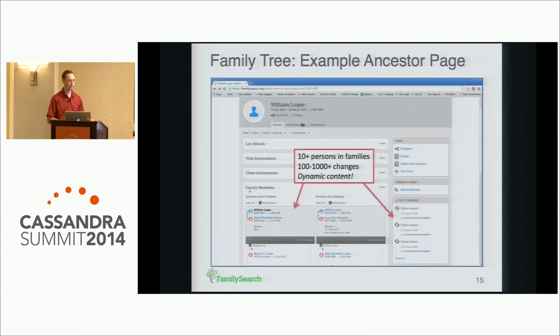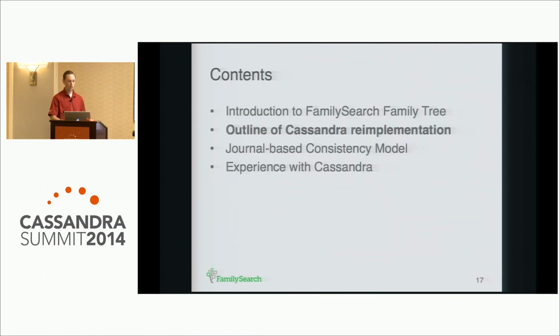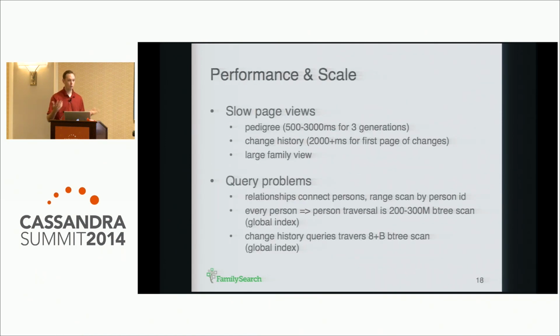We also track, there's a screen called the Ancestor Page where it shows related persons and all of the changes that have happened, or the most recent changes that have happened on that person. That's hard to render. Right now, this change history page takes 2 or 3 seconds, which is horrible. So we're looking for a more performant solution.